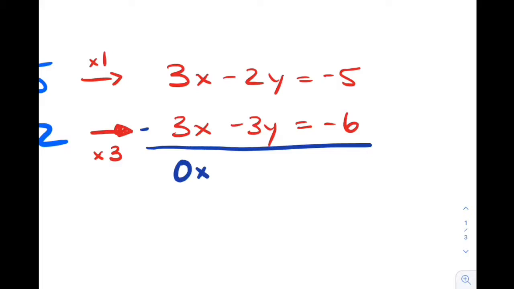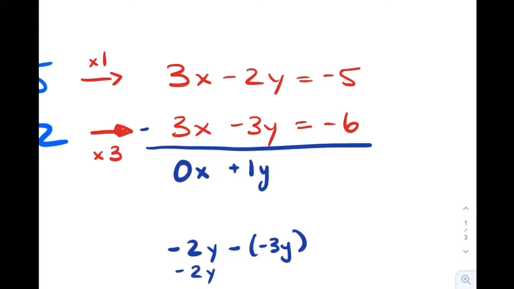Negative 2 take away negative 3 is actually positive 1y. You might say, well, how do we get that, all those negatives? Well, essentially what we're doing is negative 2y take away negative 3y. One thing you might remember when you're subtracting a negative, that's the same as adding. And that's where we get that positive 1y from, because it's really negative 2 plus 3 because we're subtracting a negative.